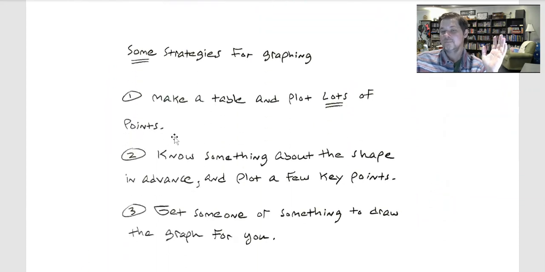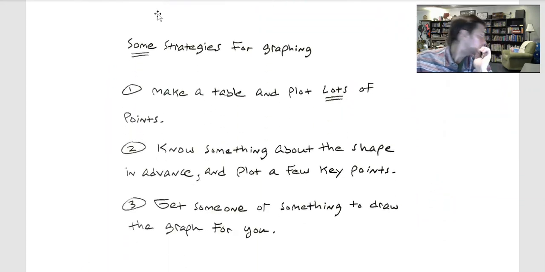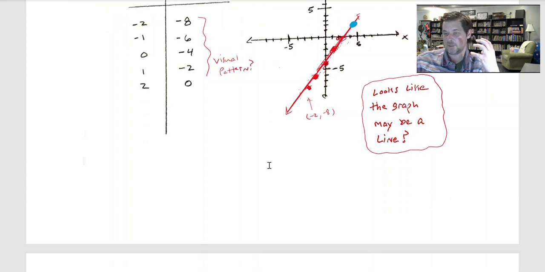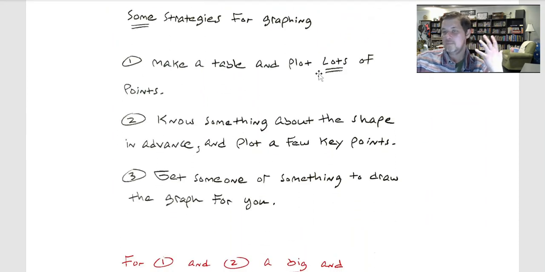So here's how we could improve it from here. We can make a table and plot lots of points. You could gather that the more points I have, the more densely it's going to fill in this picture and go past what I have and be an improvement on it. So the more points we have on our table, the more accurate the picture is going to be.